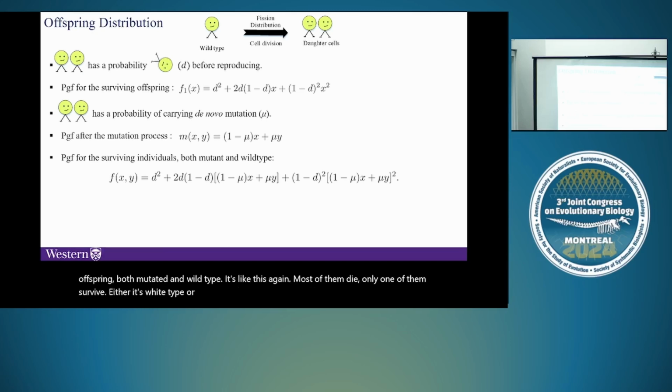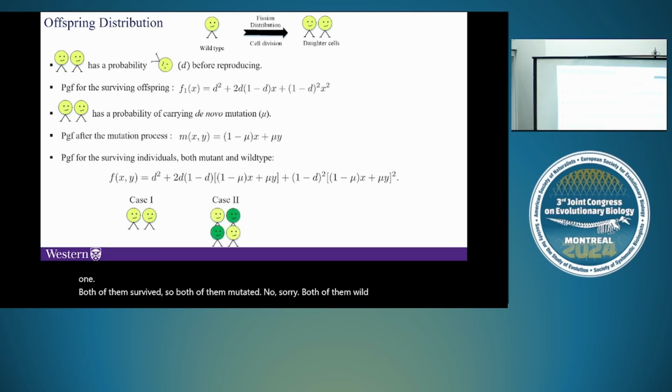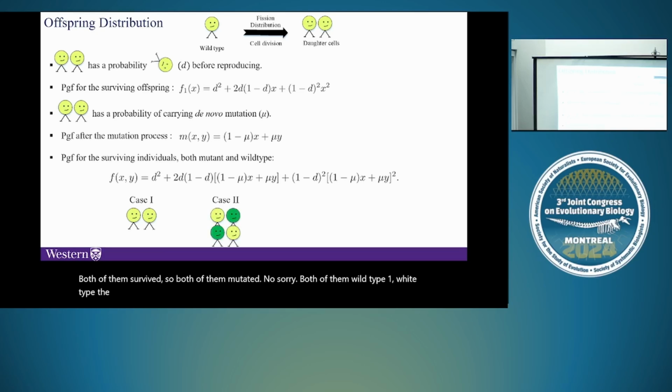When both of them survive, three cases happen, which is more complicated, so I decided to show it with this animation. In case 1, both of them survived, and both of them are wild type. In case 2, one is wild type and the other is mutated, either this one or this one. In case 3, both of them are mutated.